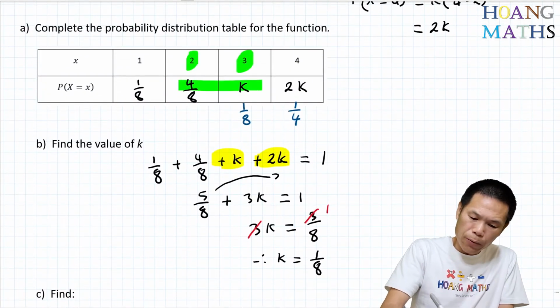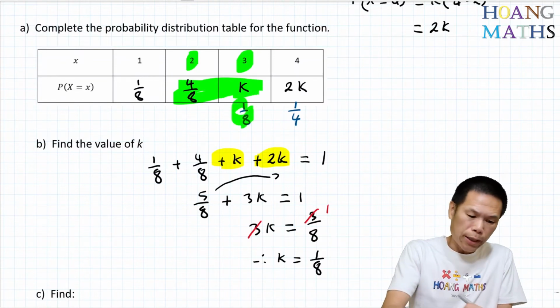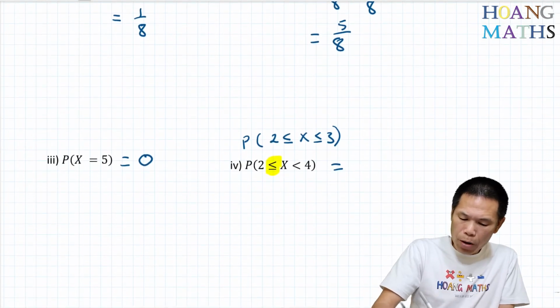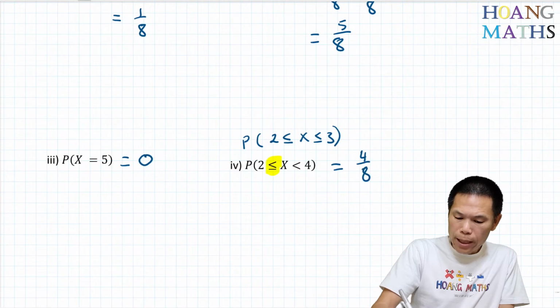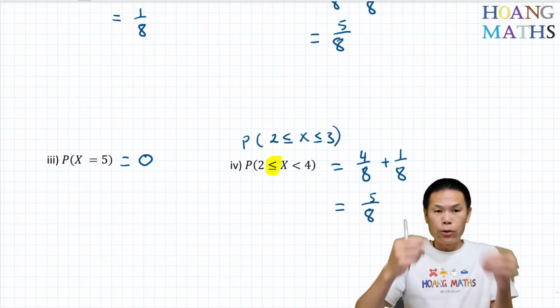So for this value here, we add them up. So that is 4/8 plus 1/8. The probability of x equal to 2 is 4/8, and then for 3 is 1/8. So we add them up. 4 plus 1 is 5, so 5/8. So there you go.